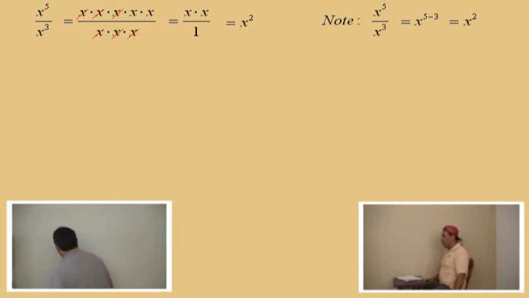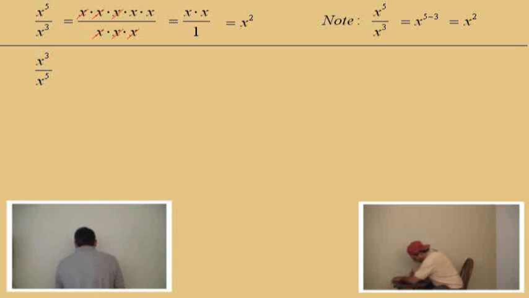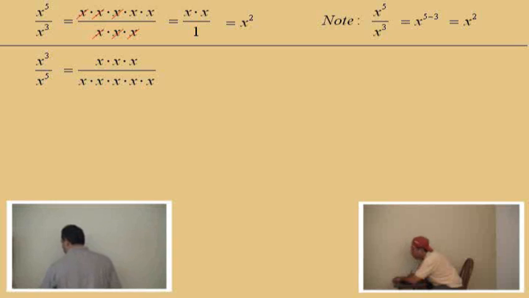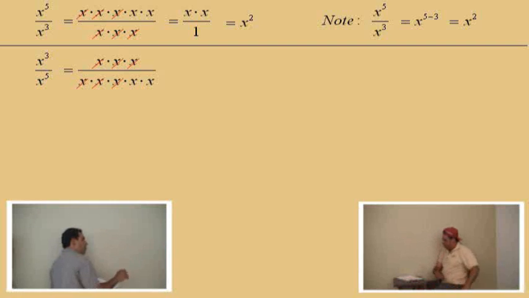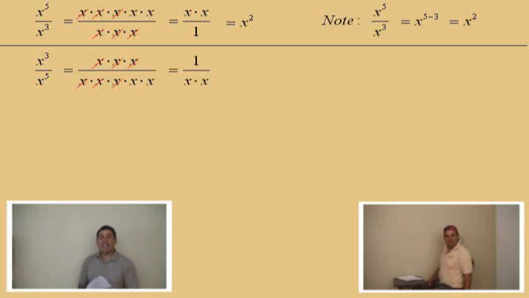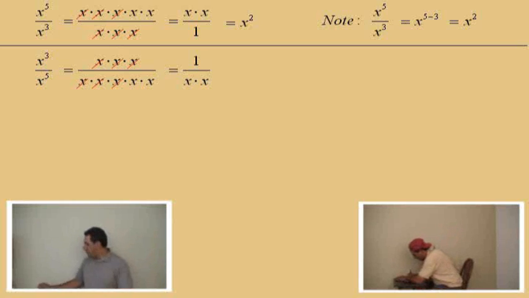Okay, so let's look at it now. Here's another problem, Charlie. How many x's on top? 3. That's right. How many on the bottom? 5. Okay, so let's write it out. X times x times x on the top and on the bottom, x times x times x times x times x. Okay, we'll cancel 3 x's on top with 3 x's on the bottom. Leaving you with, Charlie, how many x's are on the bottom here? 2. There's 2 left over. And what do we put on the top? A 1. A 1. Very nice, Charlie. And so, what is our answer, Charlie? 1 over x squared. Very nice, Charlie.